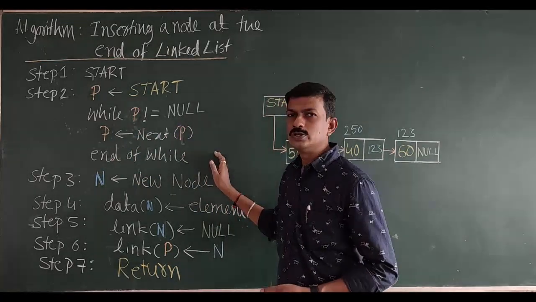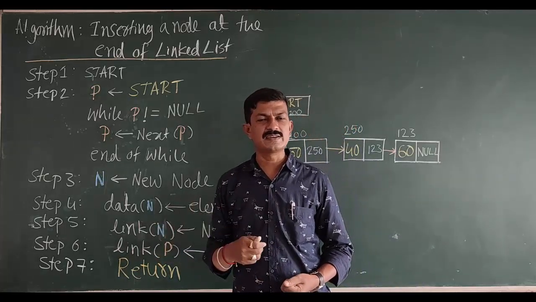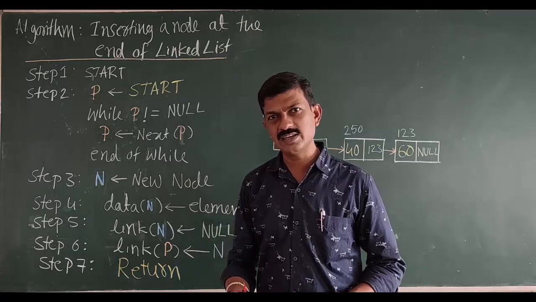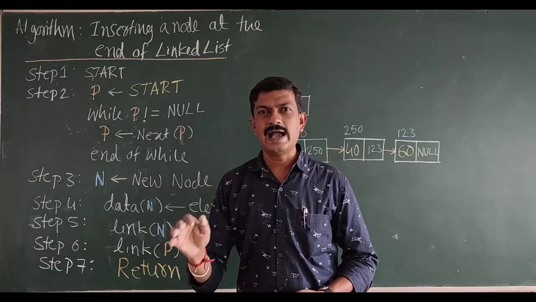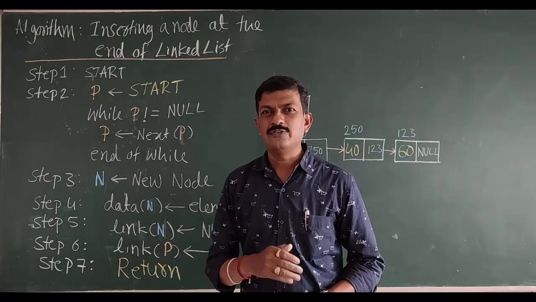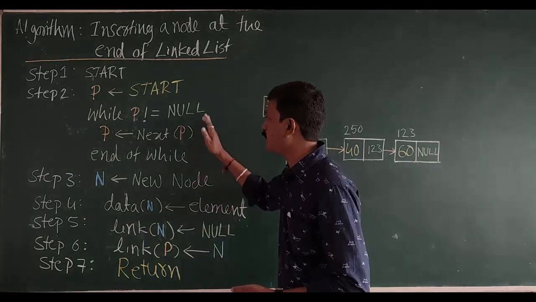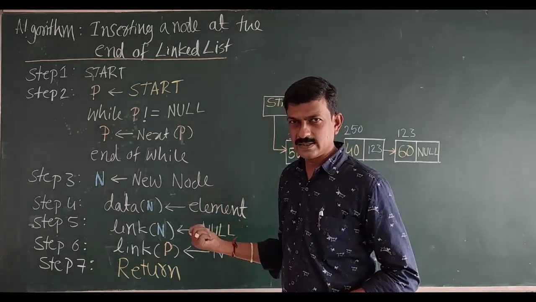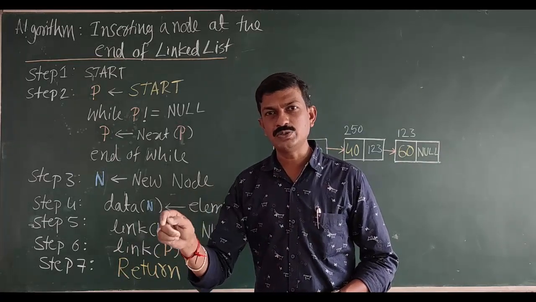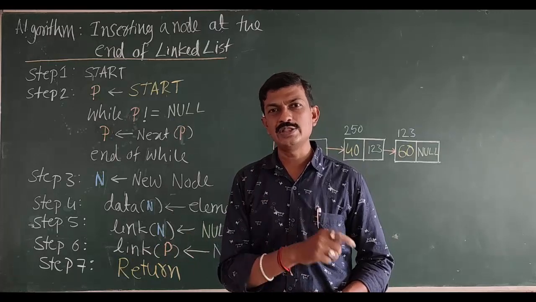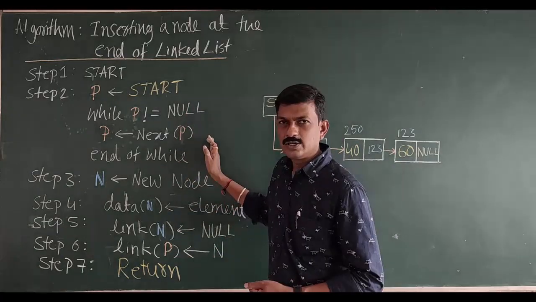This while loop is used to traverse the linked list because I need to identify the end of the linked list. How do we identify the end of the linked list? We just traverse through the linked list until we get a null pointer value. When we get a null value, it means we have reached the end of the linked list. For that we have this while loop, because if you want to insert at the end of the linked list, I need to traverse within that linked list.